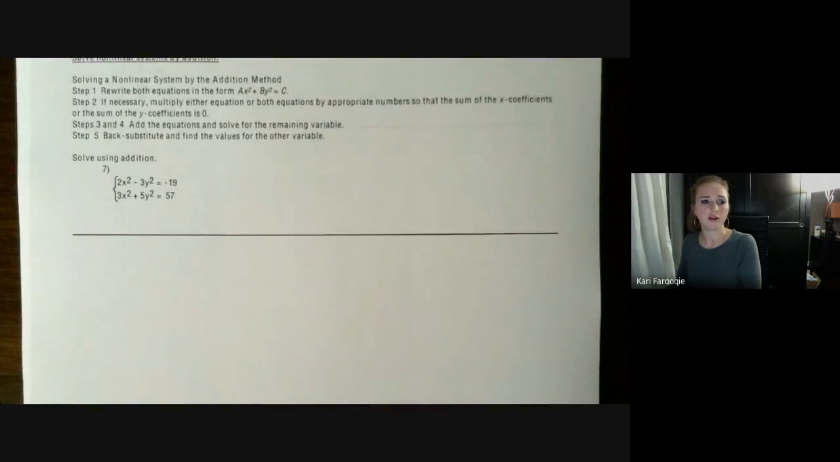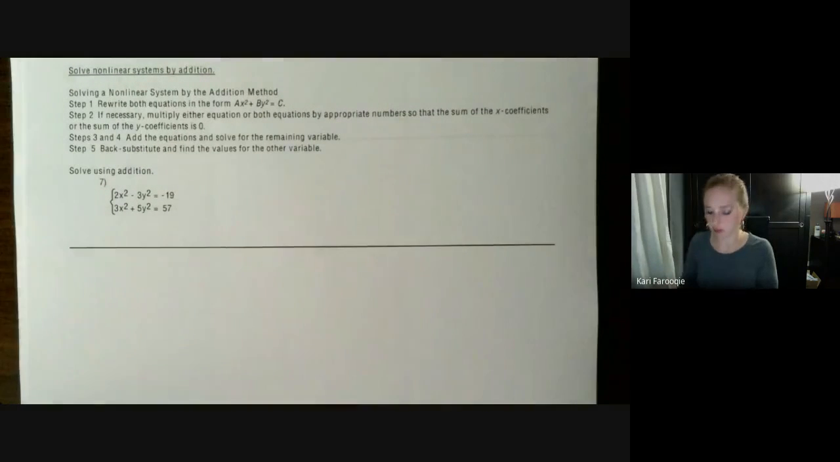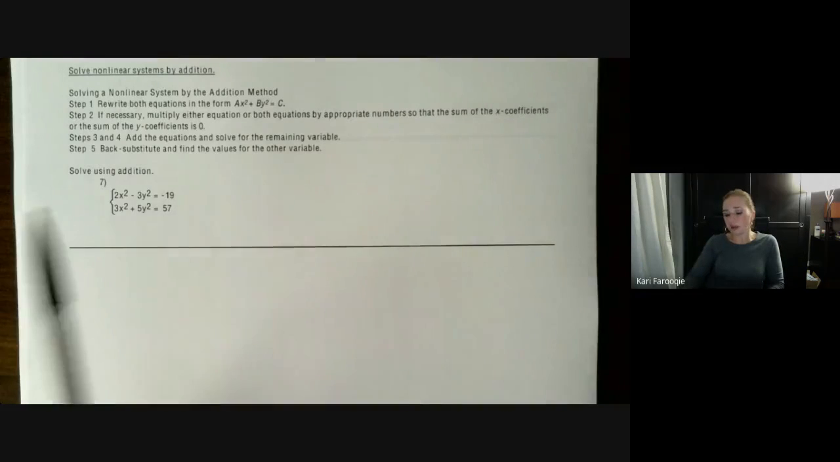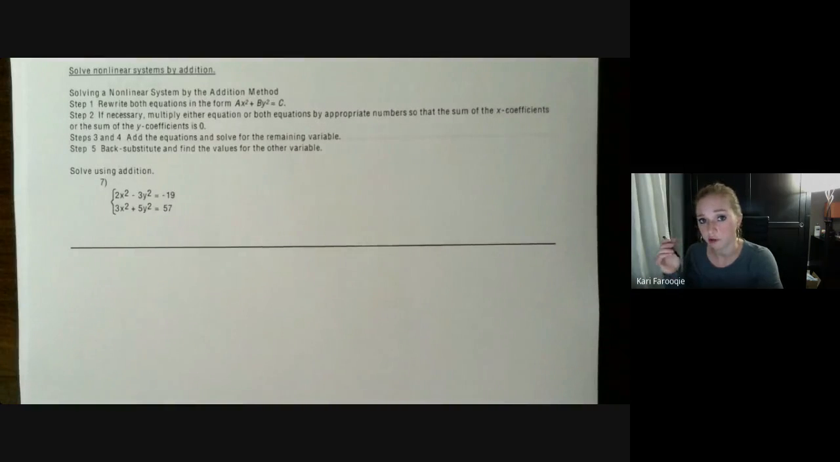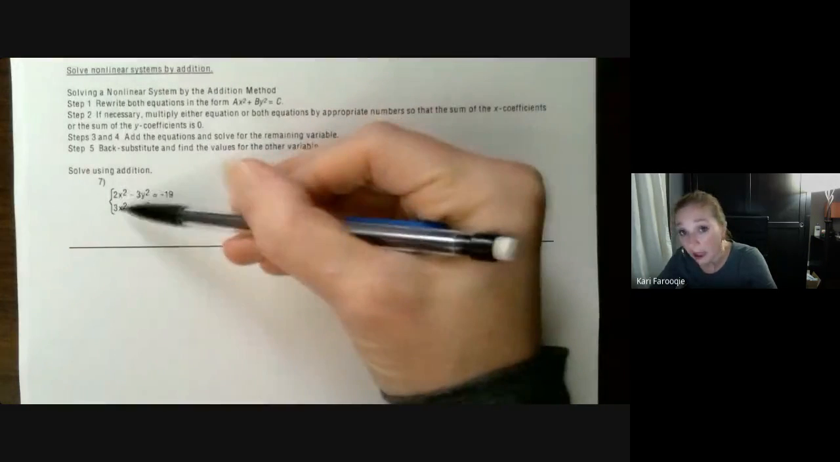Let us solve a nonlinear system using the addition method. Now, like I said before, a lot of times you're going to know just by looking at the equations what method you should use. Looking at number 7, this is a prime example of when you would want to use the addition method. The reason is you can only combine terms when they're like terms. And here you have like terms.